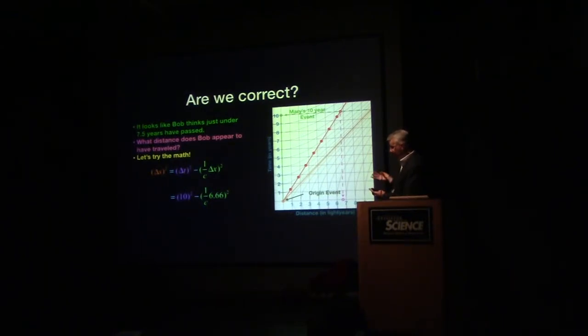I get 55.644. Now that doesn't sound right, but remember, 55.644 is not the answer, it's the square of the answer. So I have to hit the square root button, which on my calculator is there, and I get 7.459, right? So 7.45, that's just under 7.5 years, and that's the answer, right?